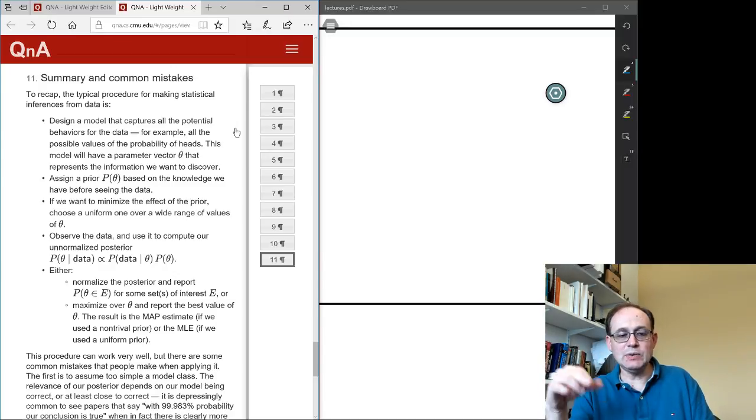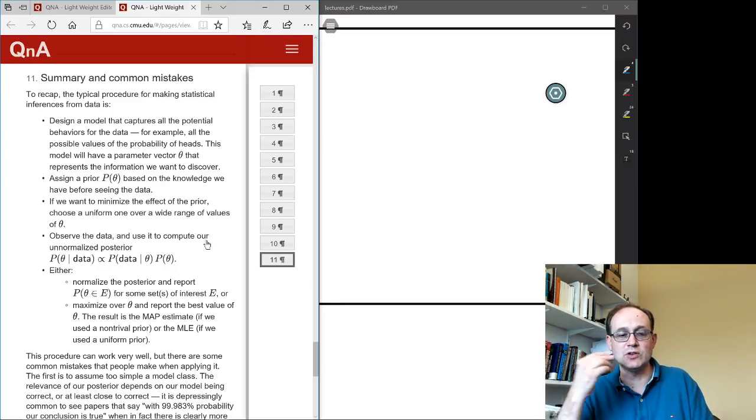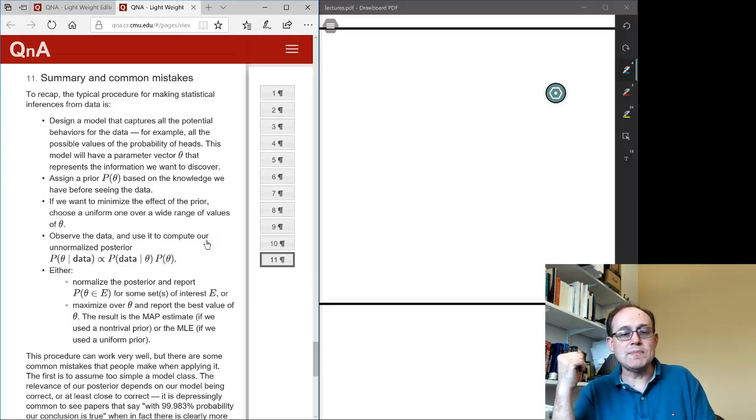Then we observe the data and we use it to compute the unnormalized posterior by this application of Bayes' rule. Once we've done that, we can normalize the posterior, which might be computationally difficult, but we can try to do it, and report the probability that theta is in some event E, some set of interesting values of theta, like a confidence interval, for example. Or we maximize over theta and report the best value of theta. We call that either the MAP or the maximum likelihood estimate, depending on whether we used a uniform prior or a prior that was intended to be more informative. Right, the maximum likelihood is with the uniform prior.